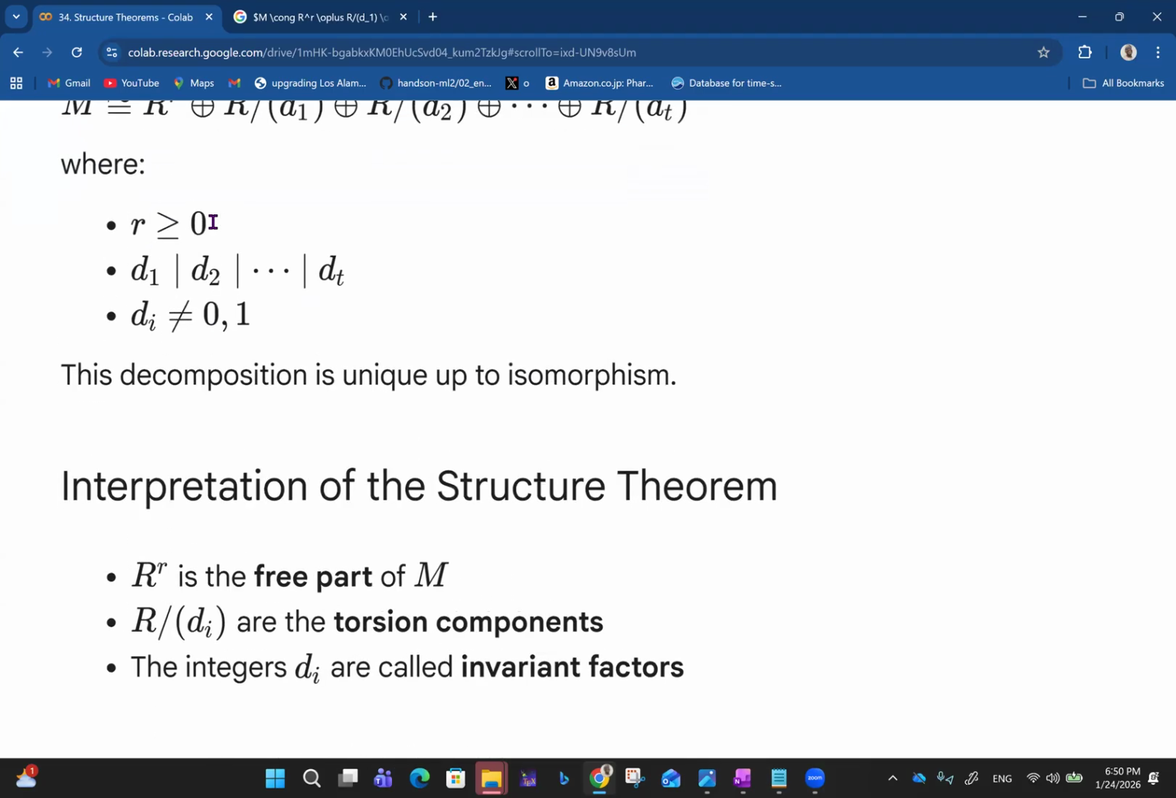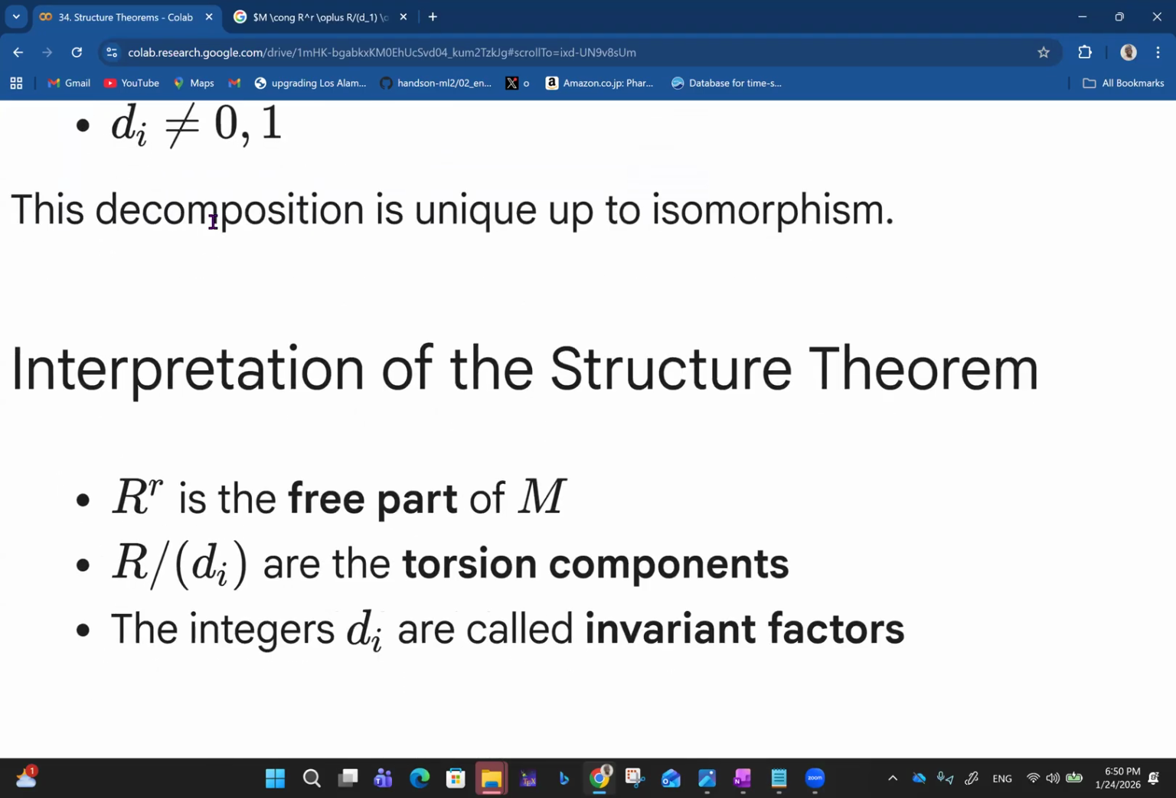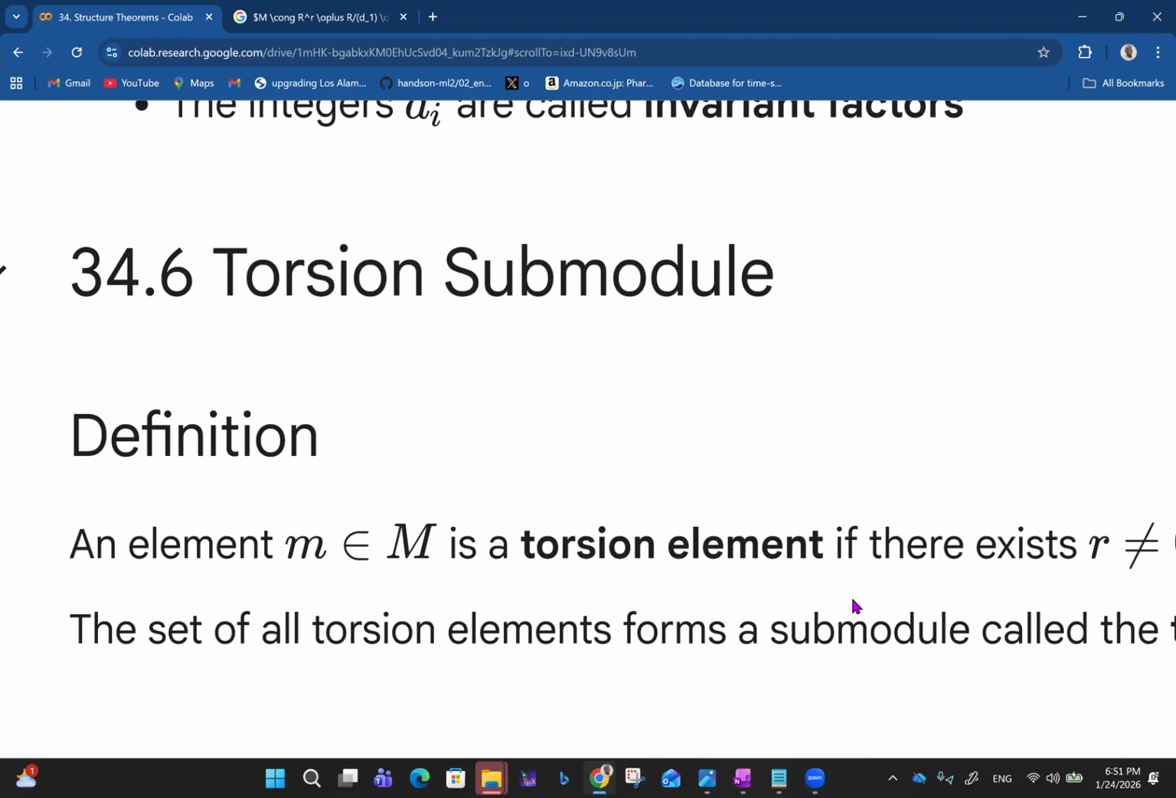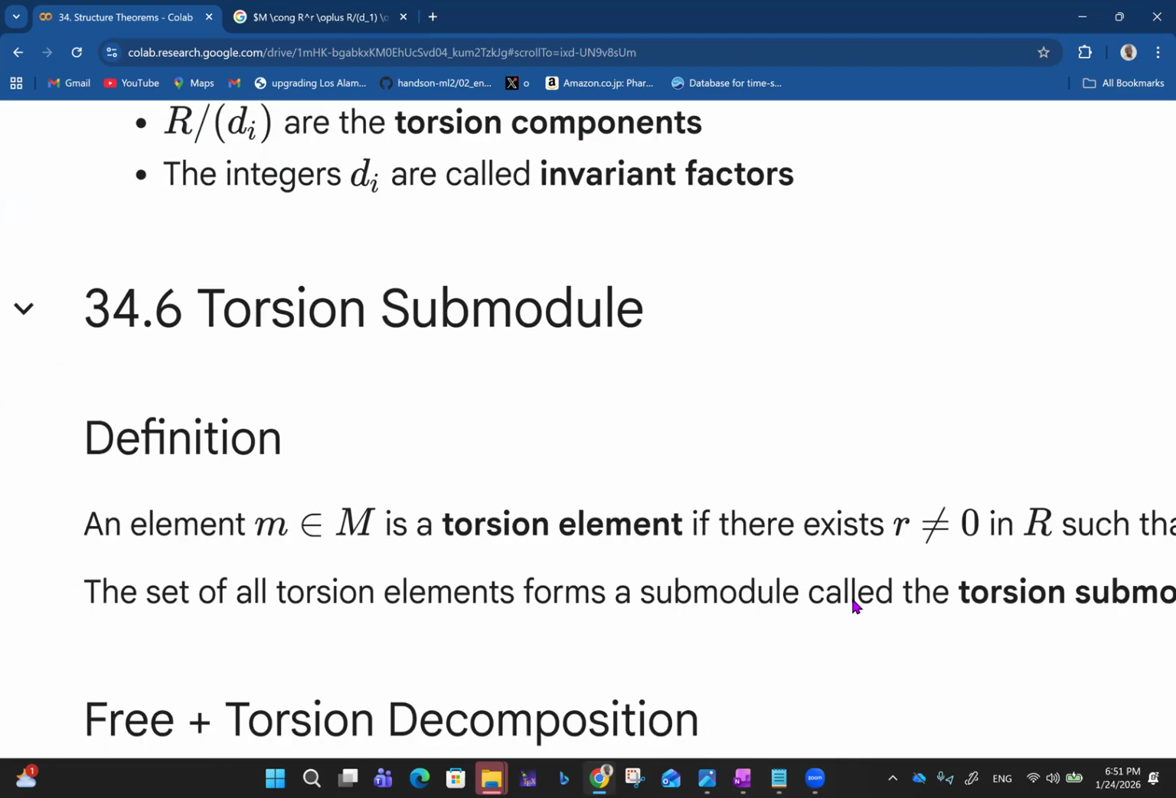Okay. So the interpretation of the structure theorem, like we've seen: R^r is the free part of M, where small r is the rank. Then R/(di) are the torsion components, and just like we saw, the elements di are called invariant factors. So we have a free part and the torsion component. So let's quickly look at the torsion submodule.